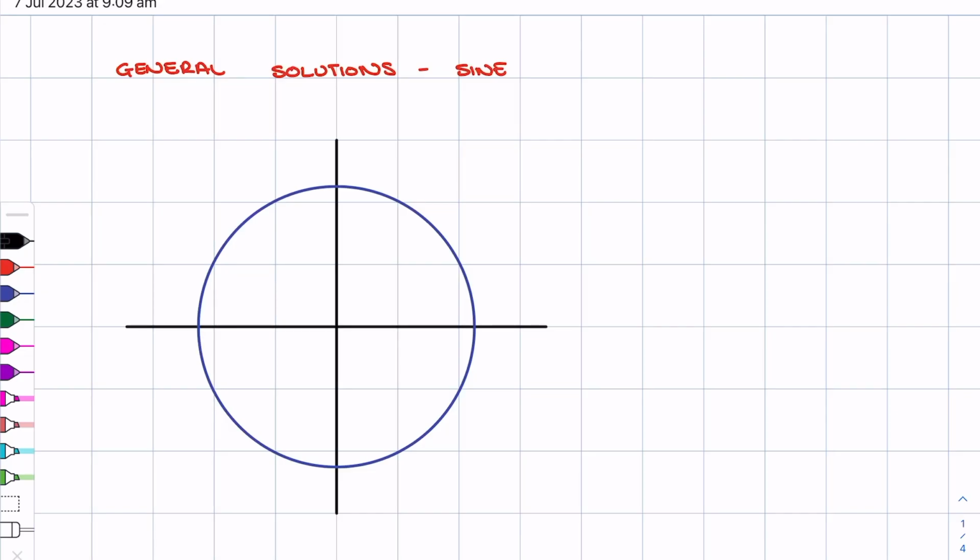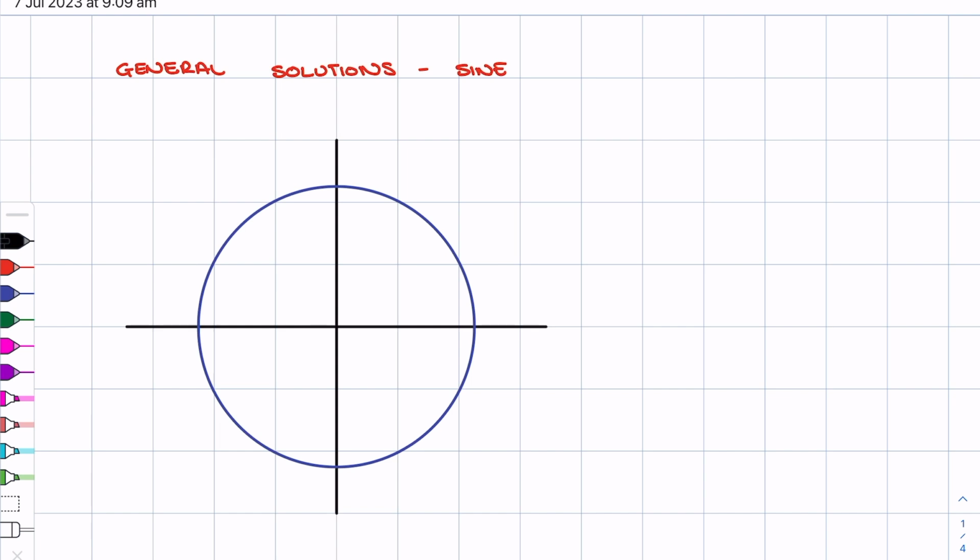Hi again. So we're following on from our series of videos about general solutions. If you haven't watched the previous videos, I strongly advise that you watch my video on general solutions for tangent and general solutions for cosine. This video, however, is about the general solutions for our sine function.